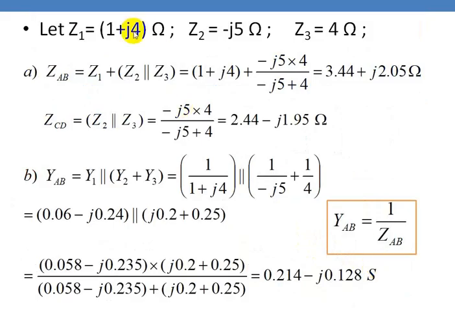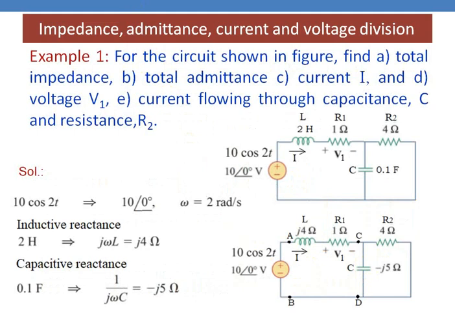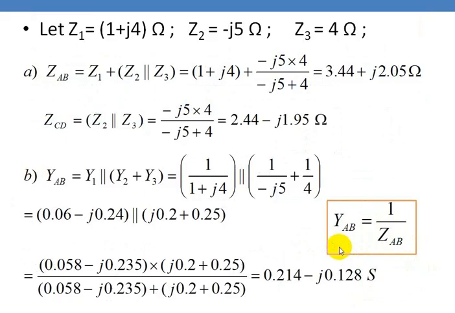Now let Z1 equal 1 plus j4 ohms, that is this branch impedance, and this branch impedance, let this be Z2 equal to minus j5, and let this be Z3 equal to 4 ohms. From this diagram you can say that these two are parallel, and this equivalent impedance comes in series with this. So the formulas are similar to the formulas that you have used for a resistive network, and instead of resistance here we are using impedance.